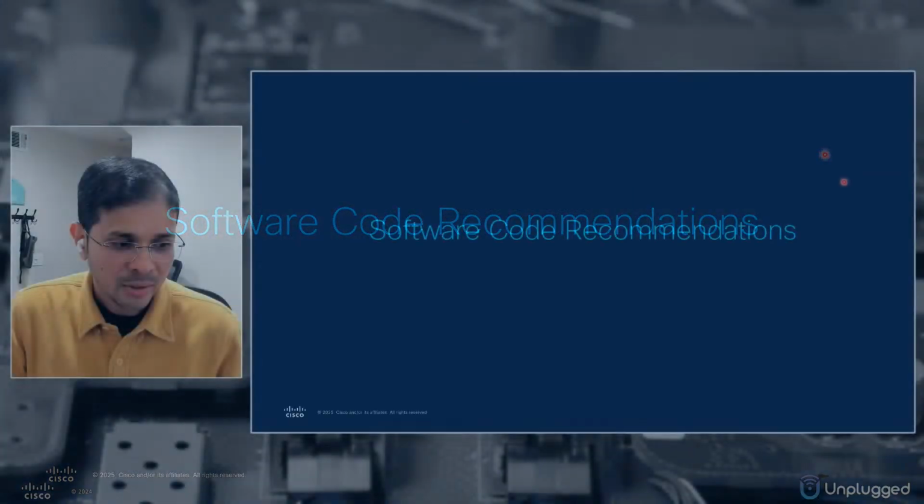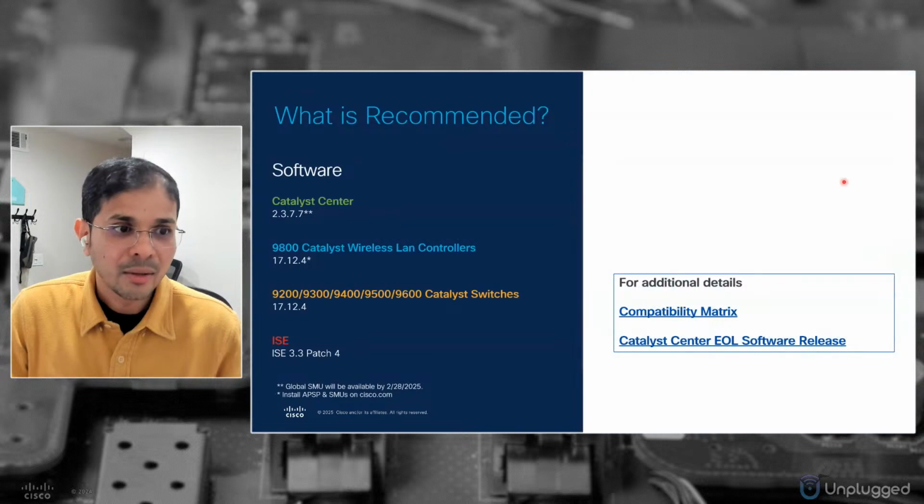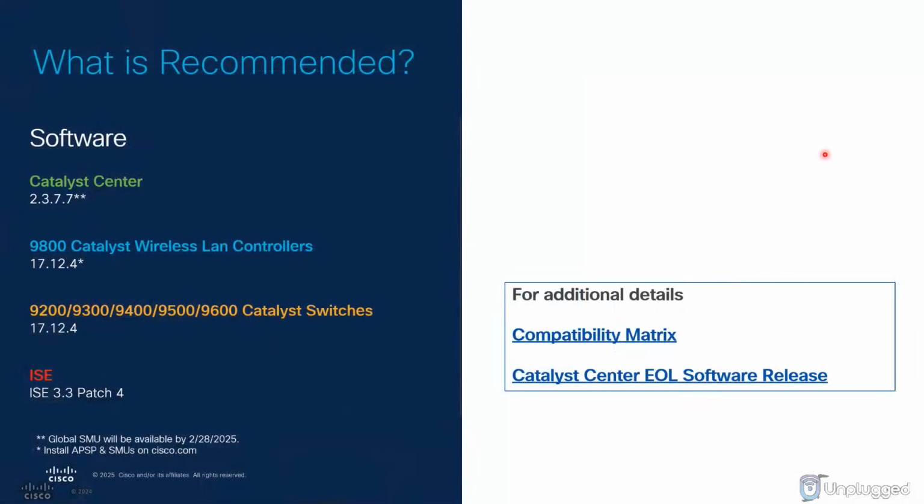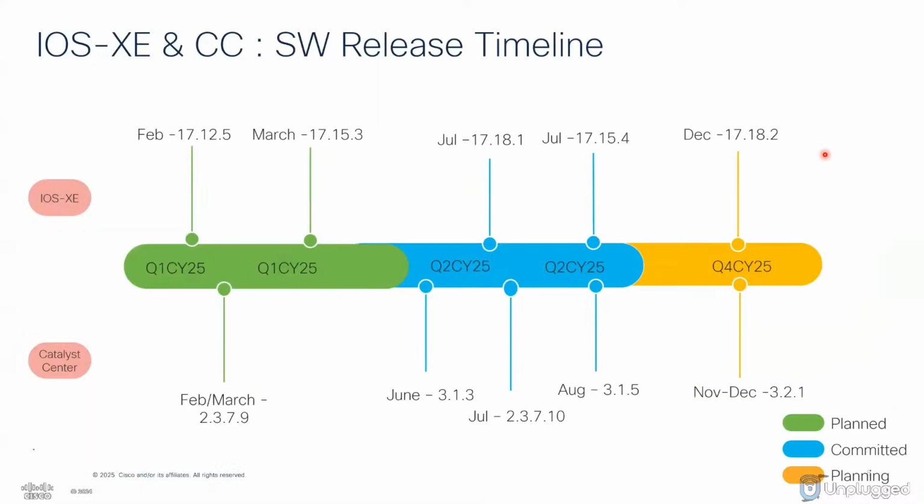Now, coming to software code recommendations, we are recommending today 2377 on the Catalyst Center. On the wireless LAN controllers, you all know from our previous sessions, we've done 17.12.4. Obviously, keep an eye on those APSPs and SMUs. With the switches, again, it's 17.12.4 and ISE, which is 3.3 patch 4. We do anticipate coming up with a global SMU with some of the known fixes in the next probably 2 or 3 weeks on the Catalyst Center. If you need additional details on compatibility matrices and EOL software releases, I've given you the hyperlinks there as well.